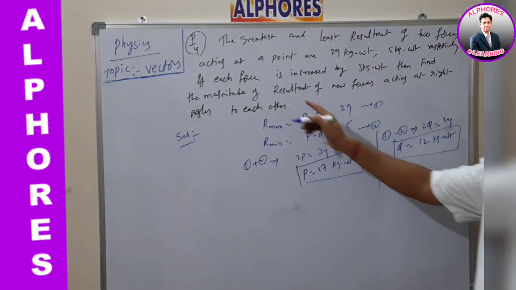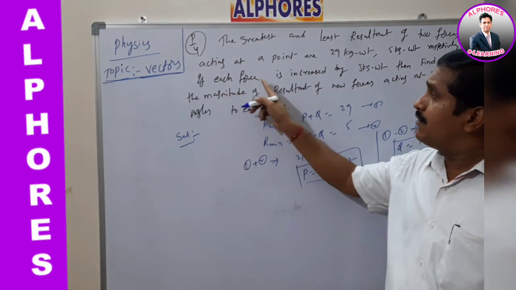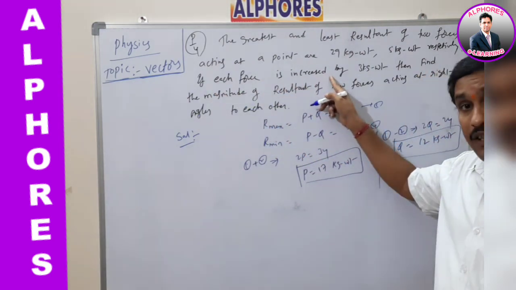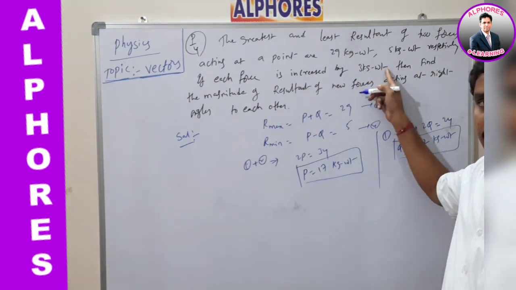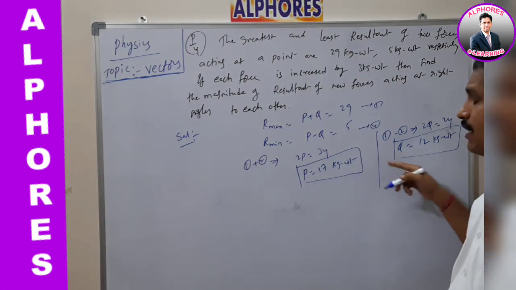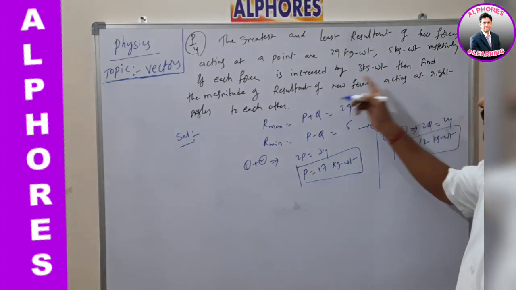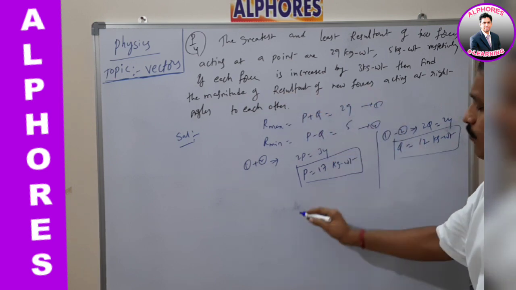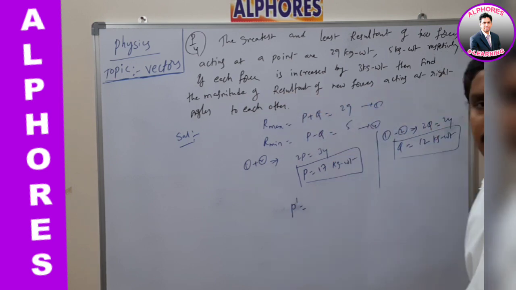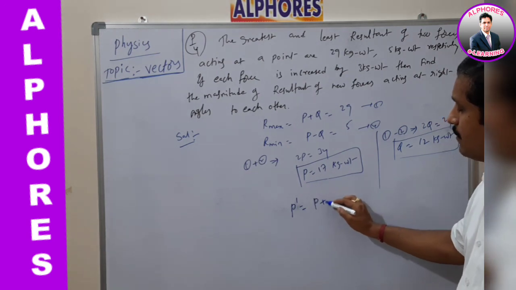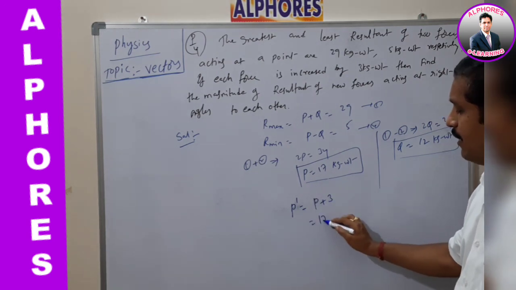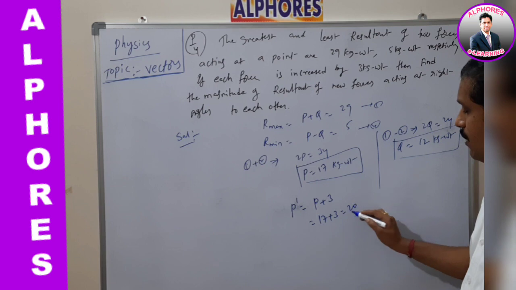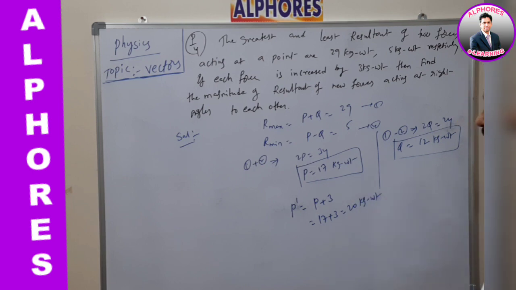Now what is the second condition here? If each force is increased by 3 kg weight, that means each and every force, P and Q, is increased by 3 kg weight. Now find the magnitude of the resultant of the new forces. Taking the new forces, P dash is equal to how much? P plus 3 kg weight, that means 17 plus 3. It becomes 20 kg weight.